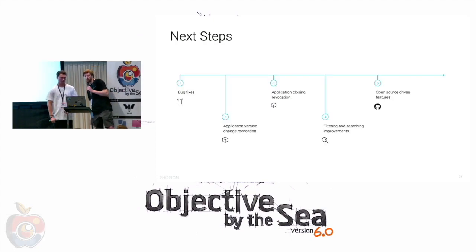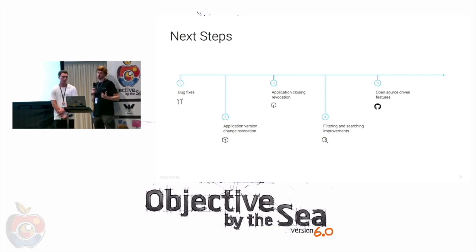Okay, so what are the next steps? Number one is bug fixes. There's going to be a few of them. Please use it, find the bugs, tell us about them, or submit a PR if you're feeling kind. The next big feature we want is to say, this application is version 1, version 2, revoke all its permissions. There's been an update, take them all away and prompt us again. We don't know what that code is, we need to remake our decision.